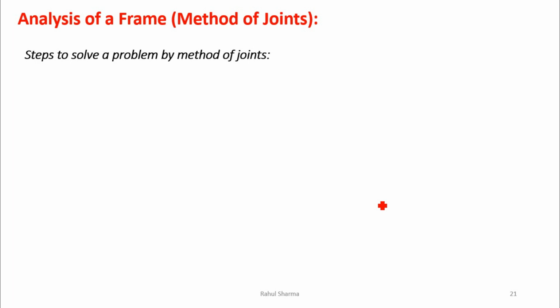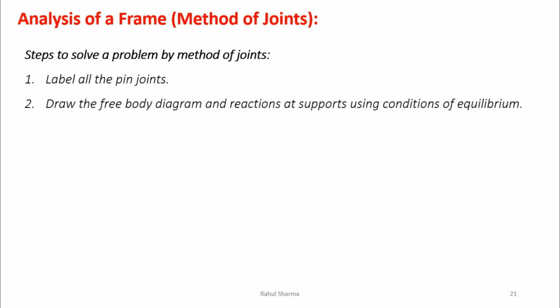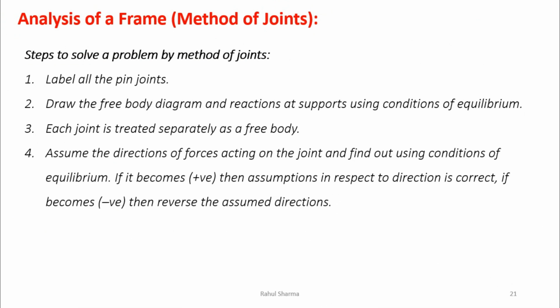Now whenever we have to analyze a frame, we have to follow these steps. First we label all the pin joints, then draw the free body diagram, then find the reactions at supports using the conditions of equilibrium. Then we take each joint separately as a free body diagram. In those joints we assume the direction of forces in the condition of equilibrium. Let's say if we assume the direction of force positive for a particular member, and in the calculation we get the value of that force negative, then it means our assumption is wrong. We have to change the assumption.